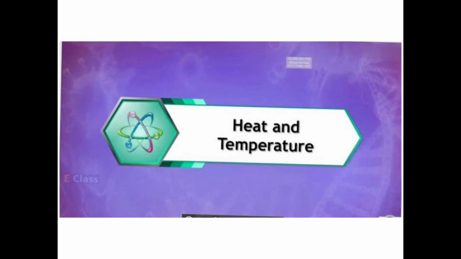The main thing is about heat and temperature. What is the difference between heat and temperature? हम लोग जब भी बोलते हैं we are feeling that both are the same things, isn't it?